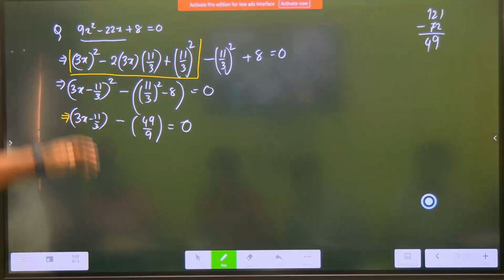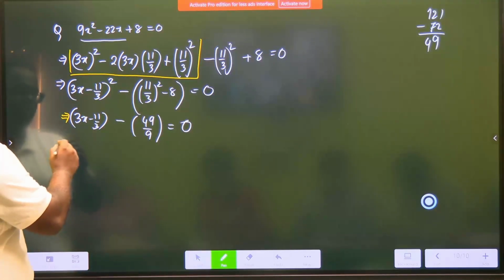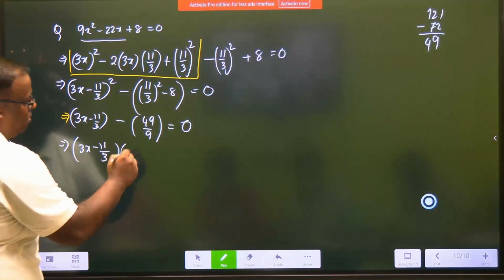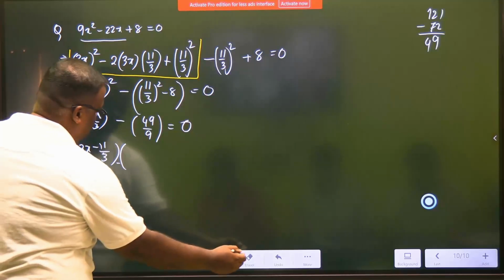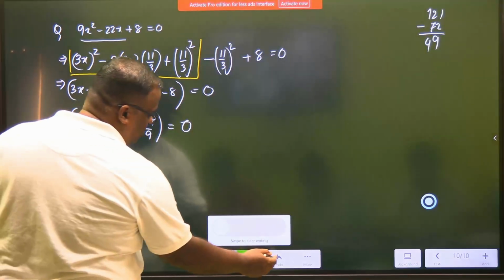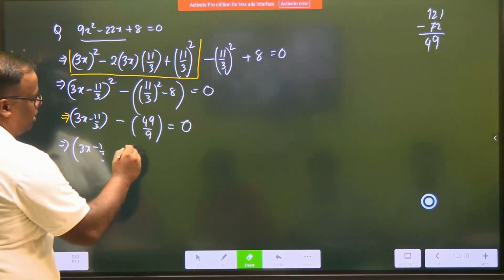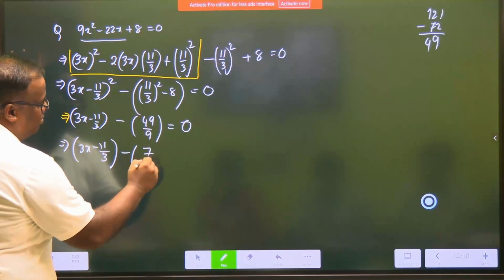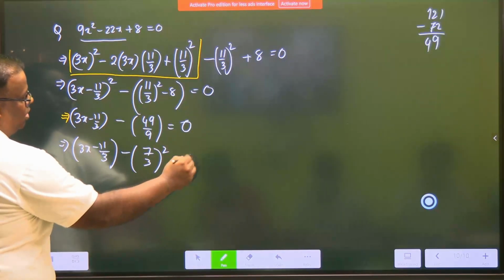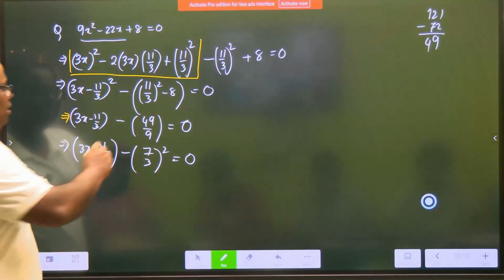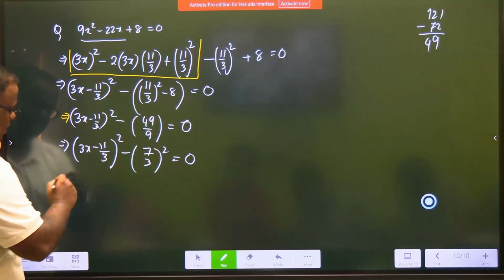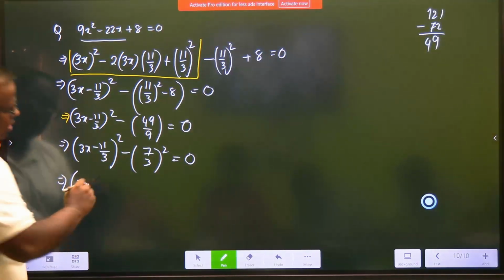I'm jumping steps. I hope you're understanding. So this becomes 3x minus 11 by 3 minus how much? Convert it into a square minus b square format. Quick. Tell me. Minus 7 by 3 whole square. A square minus b square, so it is a plus b. Let's do a plus b quickly, in one shot.